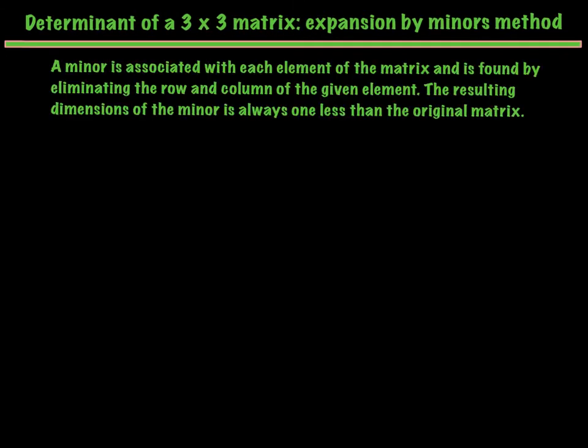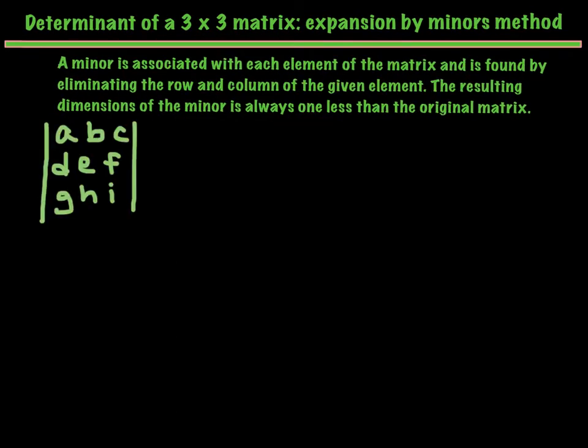Alright, now we're going to find the determinant of a 3 by 3 matrix, and we're going to use the expansion by minors method. Alright, so there's this thing called a minor, and it is associated with each element of the matrix. Remember, the elements are the pieces, and it is found by eliminating the row and column of that given element. The resulting dimensions of the minor is always going to be one less than the original matrix because you're going to be crossing out one row and one column. So a minor is going to be the determinant of what's left.